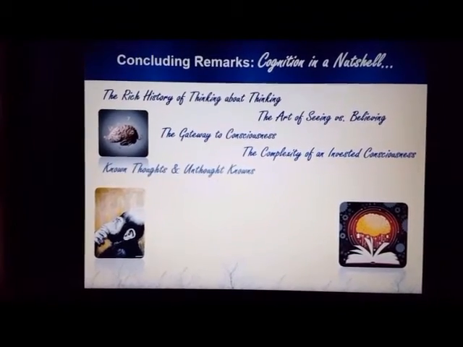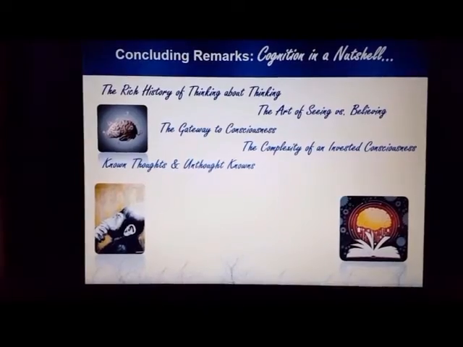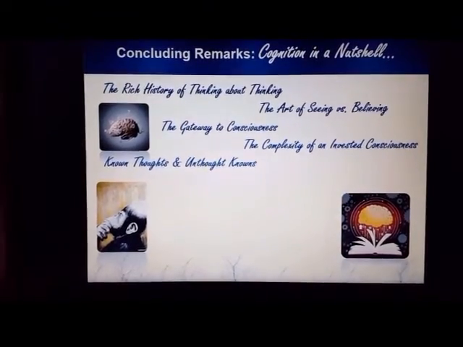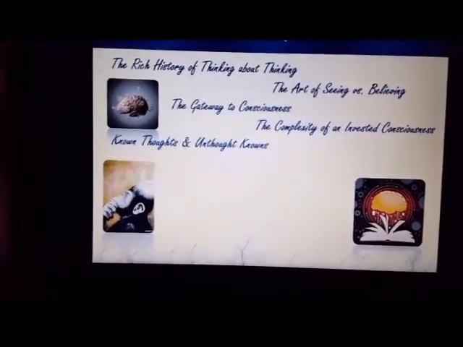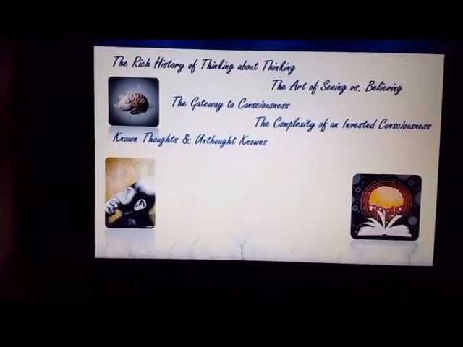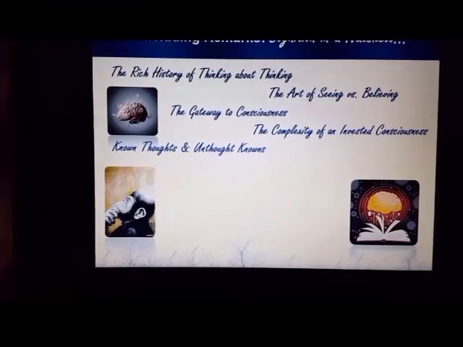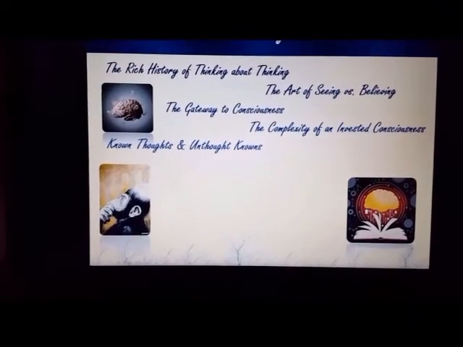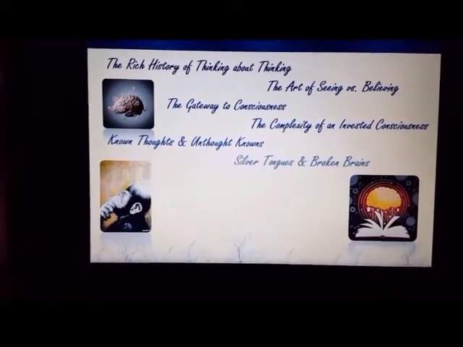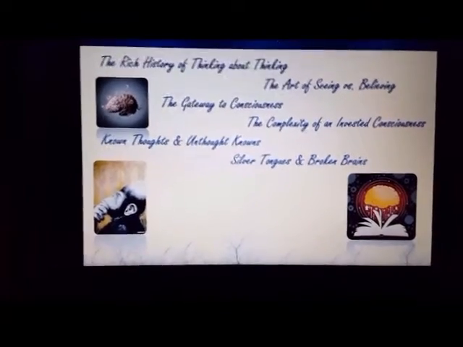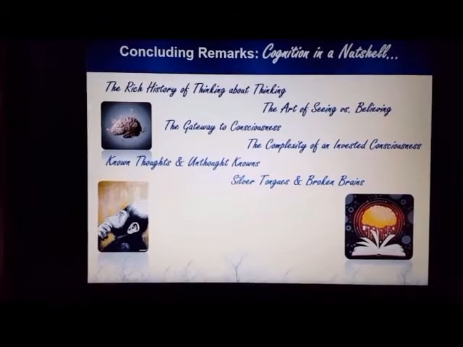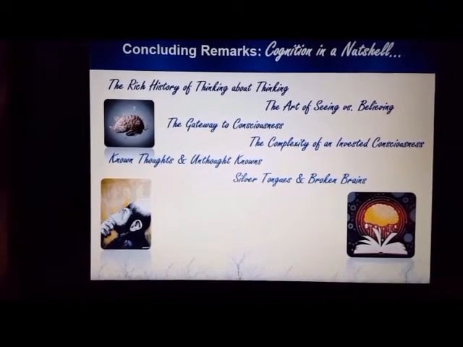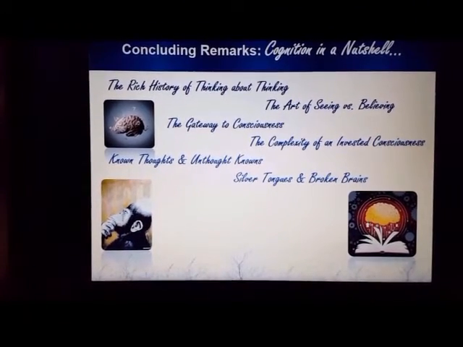We also looked at knowledge bases, known thoughts and unthought knowns, how we develop knowledge based on parallel distributed processing and semantic linkages, and how our knowledge base inevitably shapes the way we think about everything in our world. How silver tongues and broken brains taught us a little bit about how language forms, because language, of course, follows the same neural structures as knowledge.